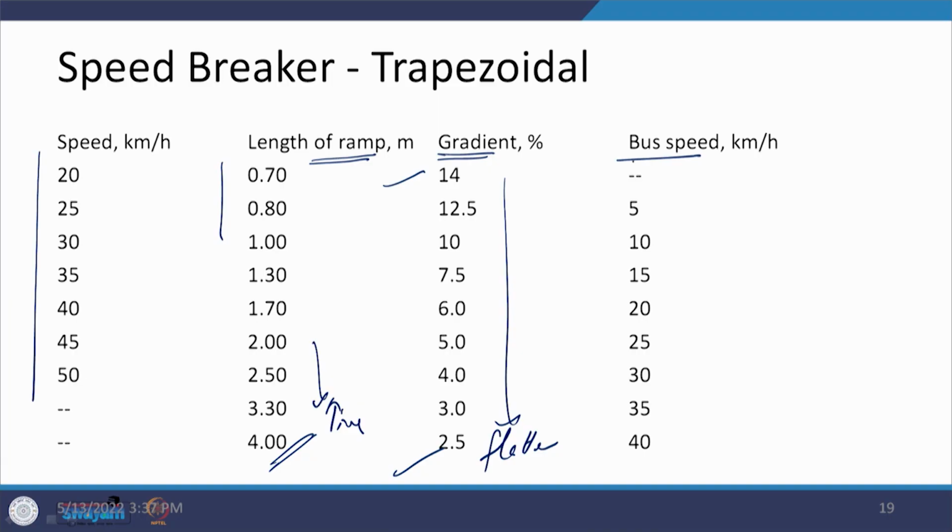Now, when you talk about the bus speed in this case, what you find is that this is minus 20 kilometers per hour. So, if you are talking about 50 kilometers per hour as a design speed for the trapezoidal speed breaker, then the bus is expected to move at a speed of 30 kilometers per hour at the top of it. That is how the values have been looked at here.